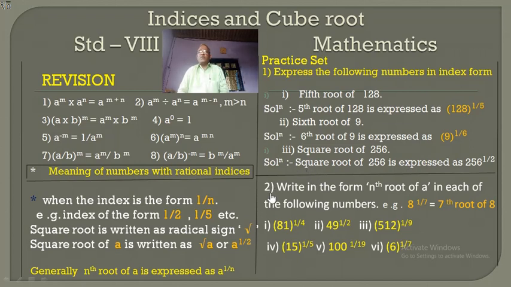Second question is, write in the form of nth root of a each of the following numbers. For example, 8 raised to 1 upon 7 is equal to the 7th root of 8. This is a solved example. By using this solved example, you can solve all the following sub questions and write them in your notebook.